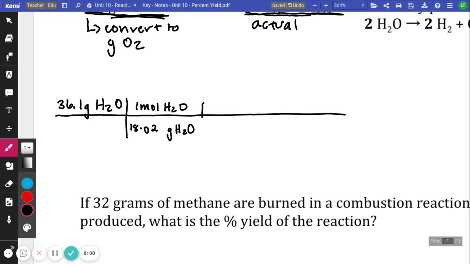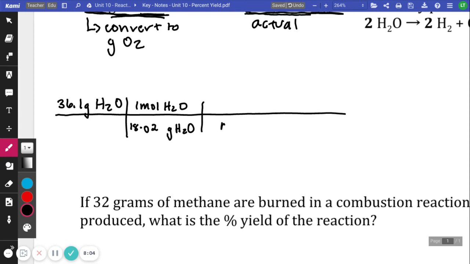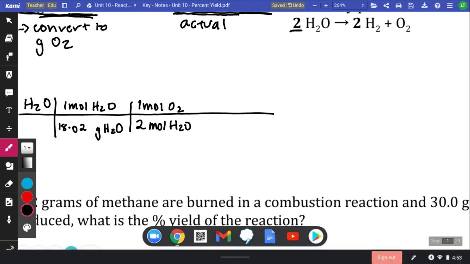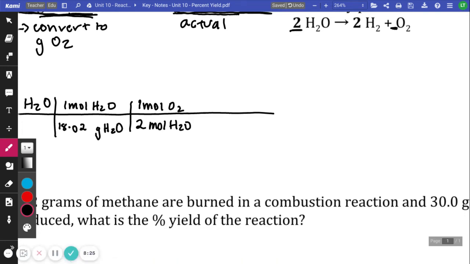Now, is moles of water what we want? Nope, we want to get to oxygen. Since we're in moles, we're going to do our mole to mole ratio. Here, for every 2 moles of water, it produces 1 mole of oxygen. Again, that comes from our balanced chemical equation. So 2 waters to 1 oxygen.